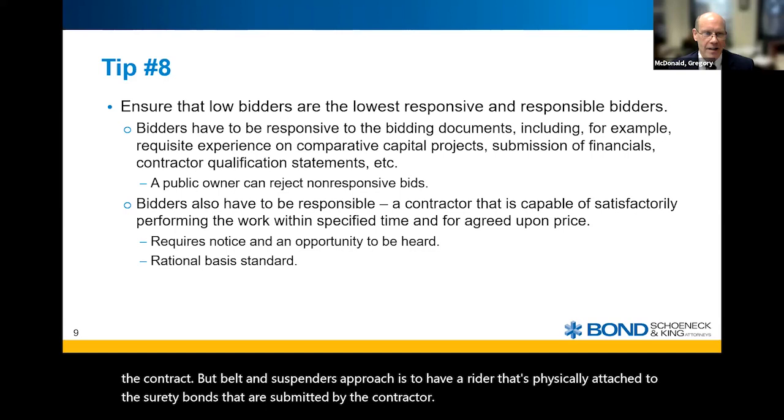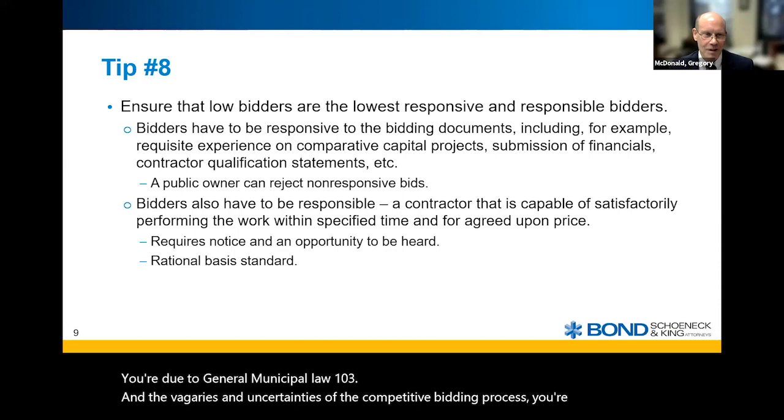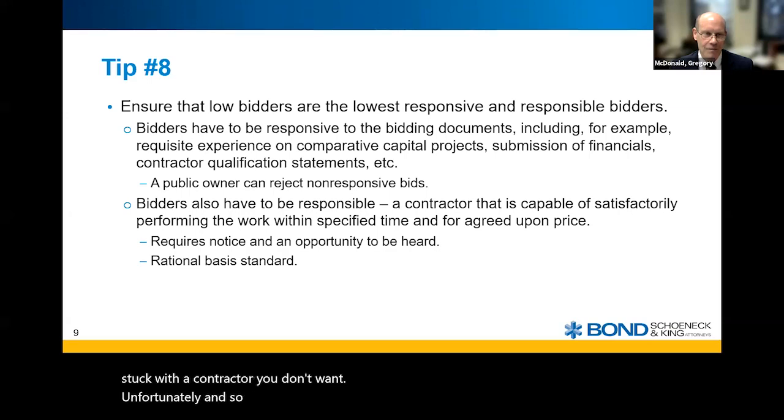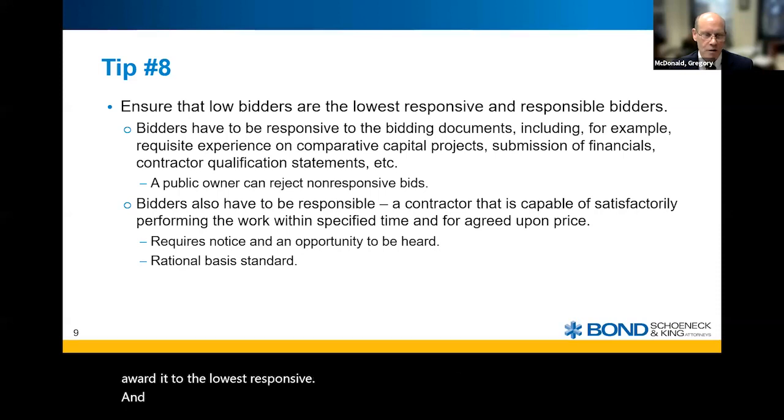And then with regard to the bidding process, due to General Municipal Law 103 and the vagaries and uncertainties of the competitive bidding process, you're sometimes stuck with a contractor you don't want, unfortunately. And so there's certain avenues to identify. So what the owner is required to do is award it to the lowest responsive and responsible bidder. So those are two separate items and two separate requirements.